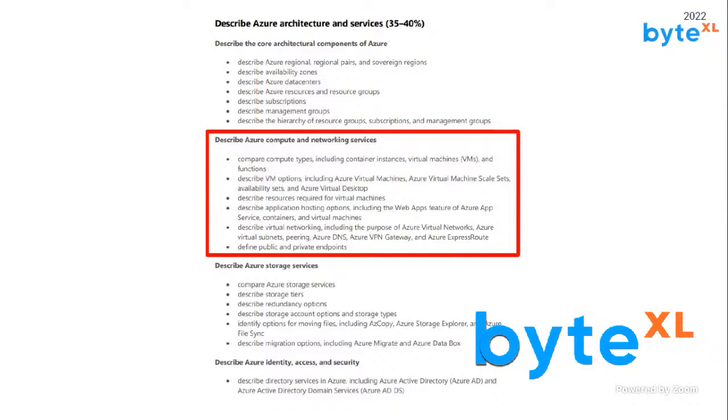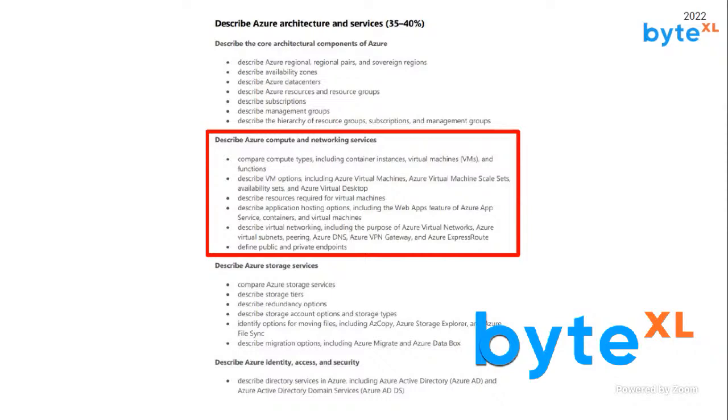Now the next subtopic is Azure compute and networking services, which goes much more into the technical part. Let's try to understand it. What are the compute types in Azure? Which different compute types are there? That could be a container instance, a virtual machine, and the other different ones that we have. Let's understand that in detail.